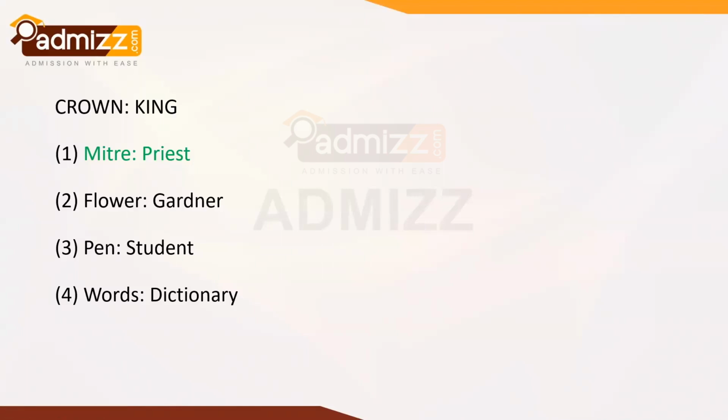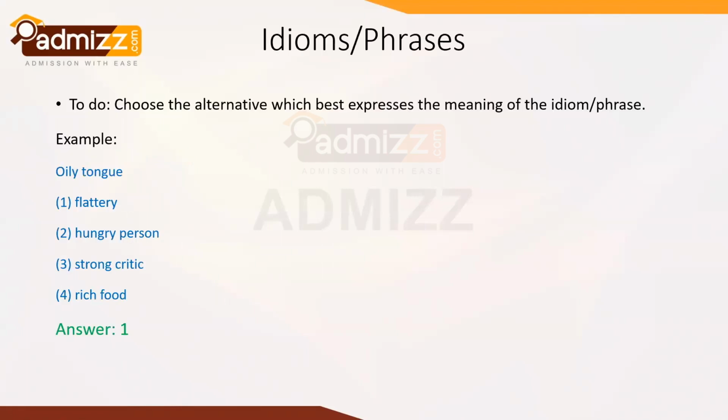Now, lastly, we'll be moving on to the final subtopic that we'll be discussing today, right? That is idioms and phrases. Now, in these problems, what you have to do is choose the alternative which best expresses the meaning of the idiom or phrase, right? So idioms are basically a group of words that give a particular meaning, right?